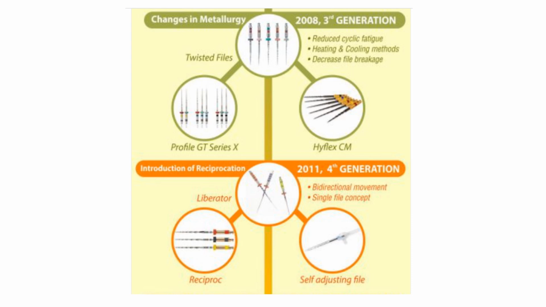This file system had reduced cyclic fatigue, they had heating and cooling methods, and there were fewer chances of file instrument separation. Then in the fourth generation, there was an introduction of reciprocating files. The reciprocation concept came into existence, and examples of these file systems were Reciproc, Liberator, and Self-Adjusting File. They had bidirectional movement. That means they rotated in clockwise motion as well as anti-clockwise motion, and there was a single file concept with these types of files. That means use and throw.